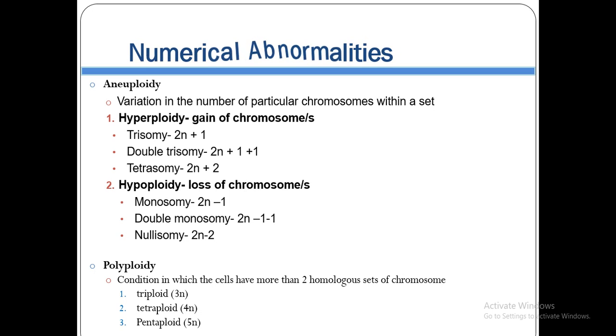For polyploidy, it is adding an entire set to the normal set of chromosomes. If one set is added to a normal set, then that is a triploid. If two sets are added to a normal set, that is a tetraploid. If three sets are added to a normal set, that is a pentaploid. And so on and so forth.